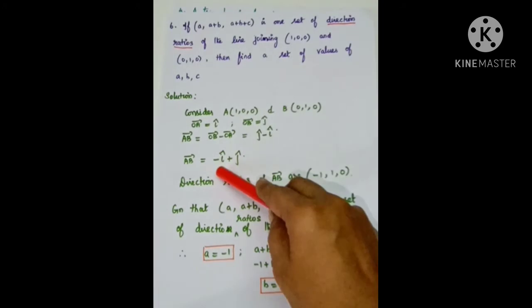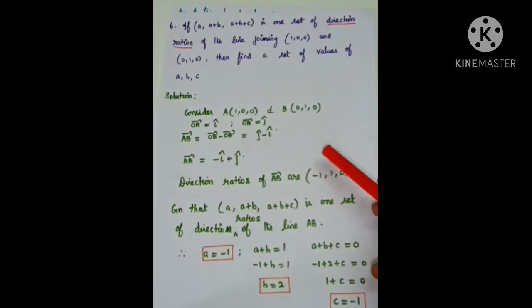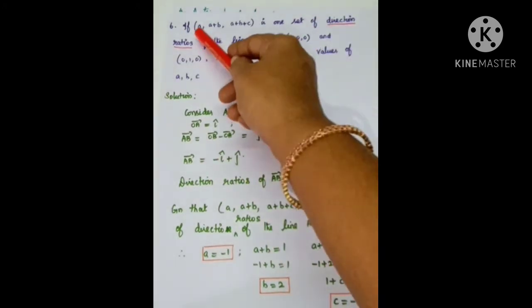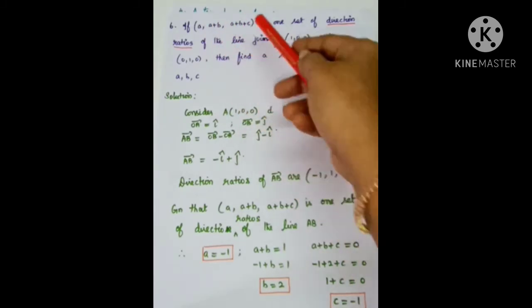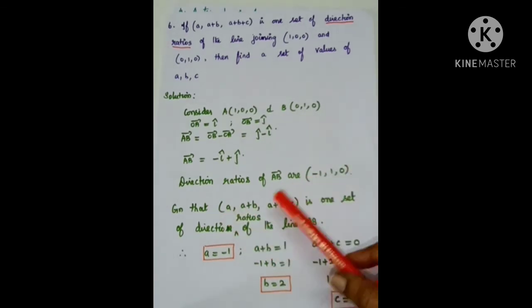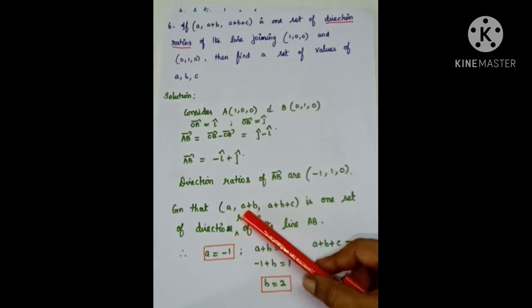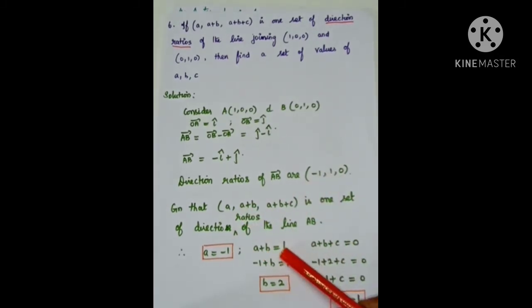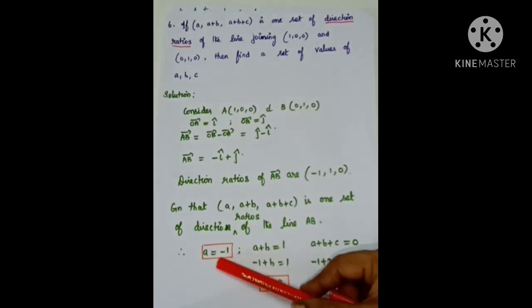So in the vector, the direction ratios are this. But in this problem, what is given? a, a plus b, a plus b plus c is one set of the direction ratios of the line. So we can equate. In the place of a, you can have minus 1. In the place of a plus b, you will have 1. So a we have found as minus 1.